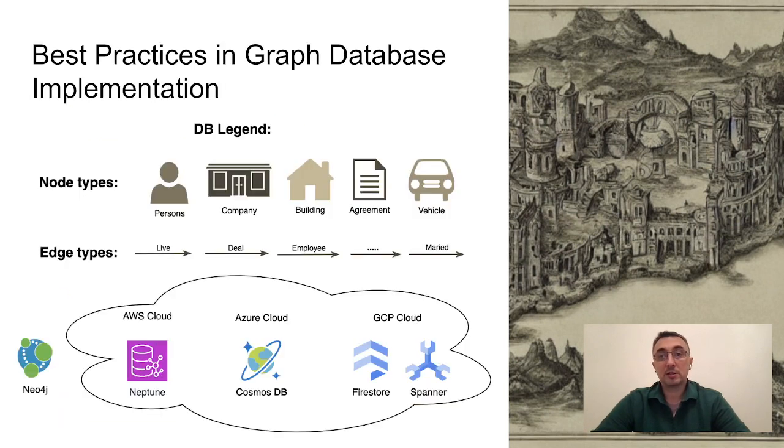Now, for some best practices in graph database implementation. Firstly, understand your data model thoroughly. Define nodes, relationships, and properties carefully based on the specific use case. Efficient querying is a trait of graph databases, but a well-designed data model is essential for optimal performance. We have the most popular graph DBs at the current moment: Neo4j, and all of the most popular clouds have their own graph DB services. AWS has Neptune, Azure has Cosmos DB, and GCP has Firestore and Spanner.